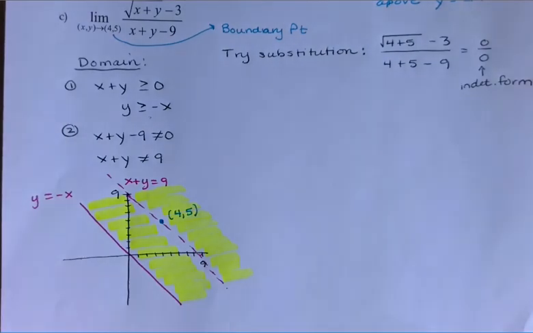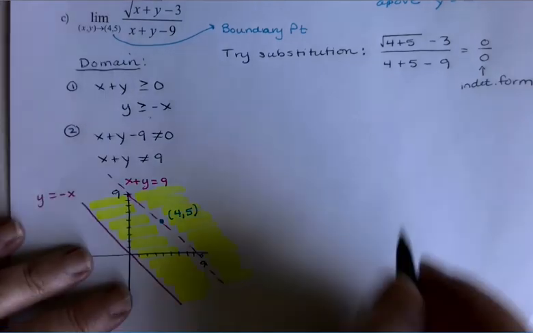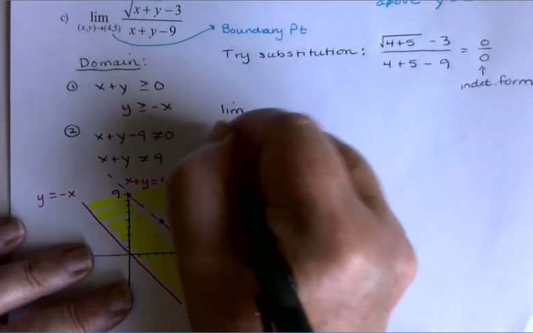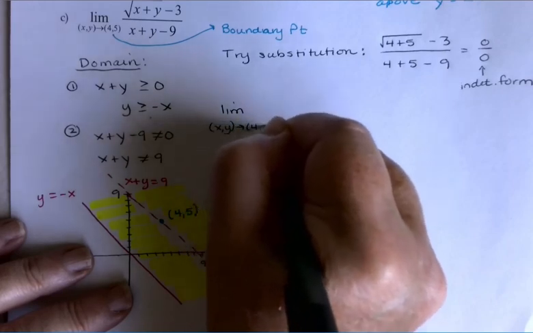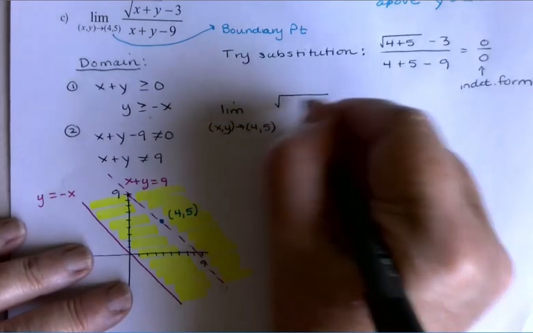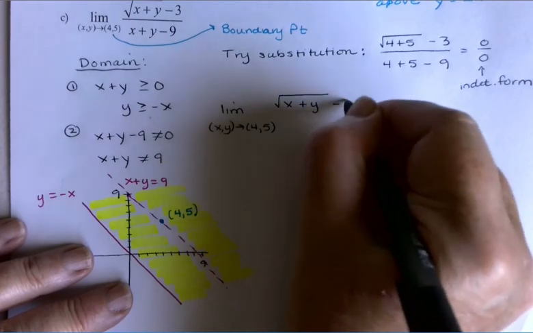Anytime I have an indeterminate form, it tells me, go ahead and try some algebra. You may very well be able to find a finite limit, but you're going to have to work a little bit for it. So let's do that. Let's take the limit of our function.